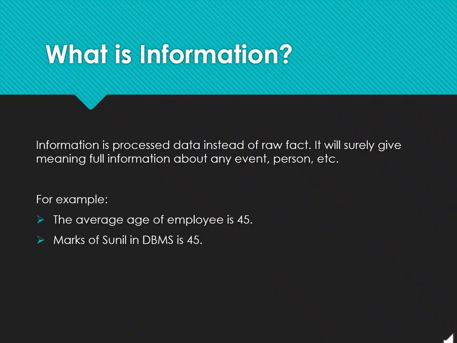Next, what is information? Information is processed data instead of raw facts. It will surely give meaningful information about any event, person, etc. For example, average age of employee is 45. Marks of Sunil in DBMS is 45. House number of Akshaya is 45. Here 45 gives meaningful information.